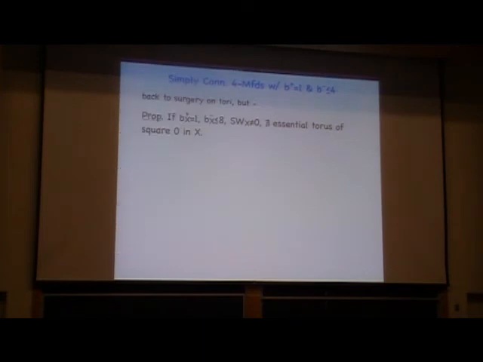So the deal is now we've lost this rational blowdown technique, and we're back to surgery on tori. But the problem is that if you have a four-manifold with b plus equals 1, b minus less than or equal to 8, and non-trivial Seiberg-Witten invariant, there can't be a homologically essential torus of square 0 in this manifold.